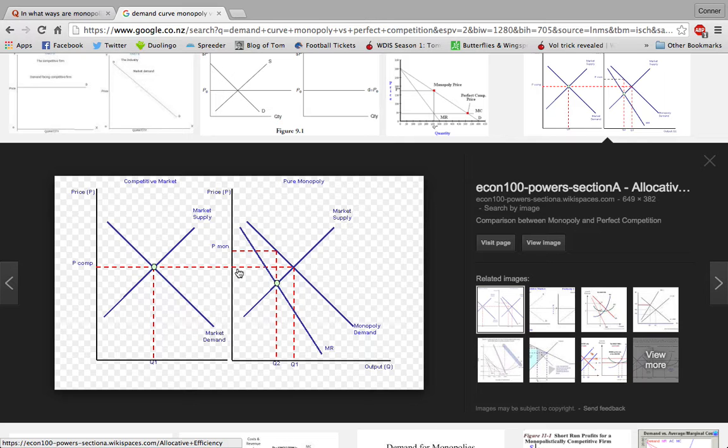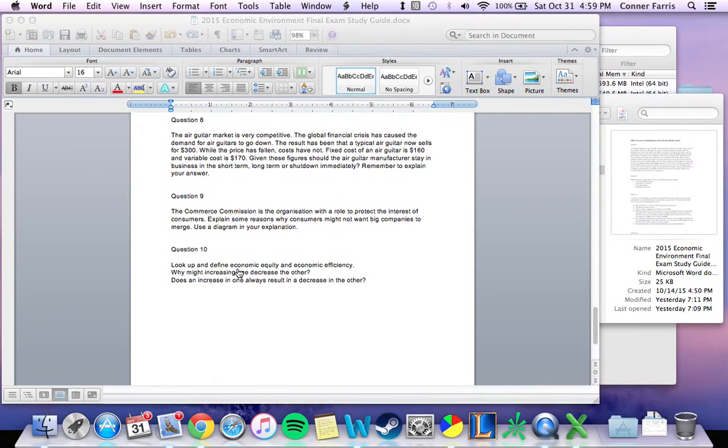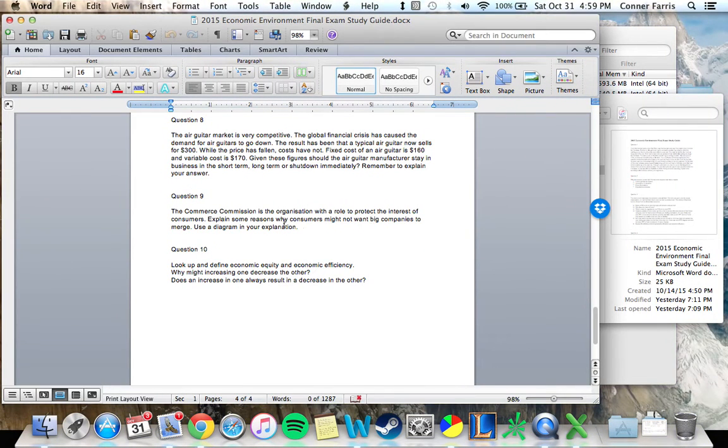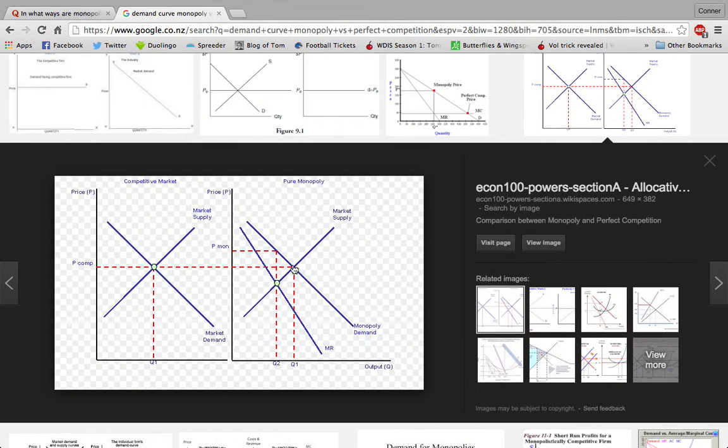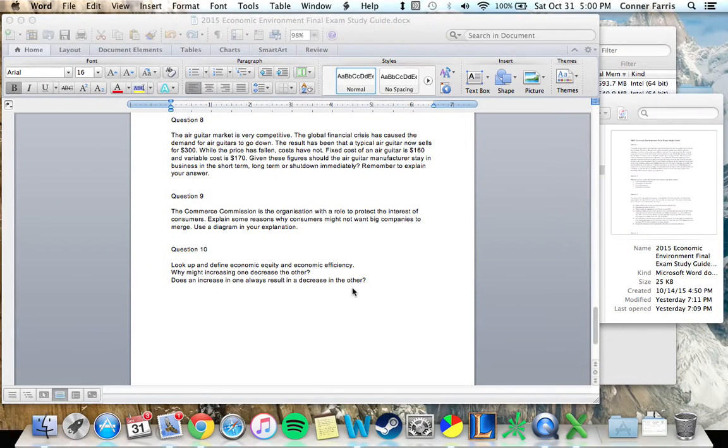So if a monopoly forms, which is what happens when big companies merge. So let's say you only have 2 telephone providers in a country. If those 2 telephone providers merge, they become a monopoly because there's only one company now. And we move from something that looks closer to this to something that looks closer to this. We have less quantity provided and a higher price, which generally speaking isn't good.